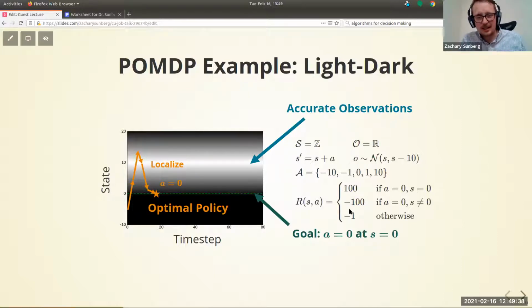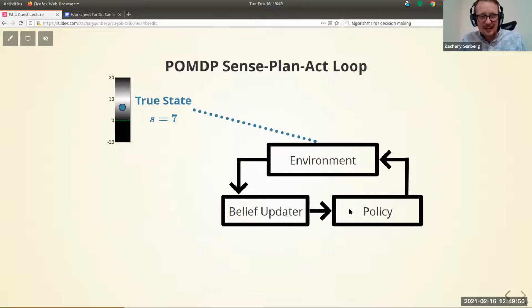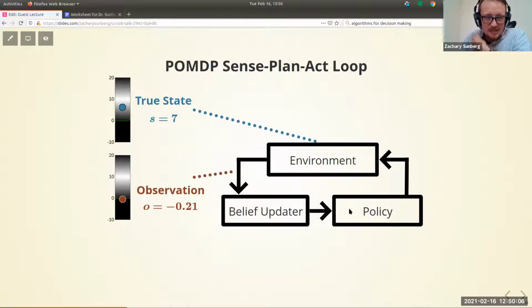So does anybody have any questions about this POMDP formulation? Cool. All right, so let's talk about how we actually interact in a POMDP and how we would go about planning in it. So in this environment, there's some true state, S equals 7, for instance, that we don't know. At every time step, we get an observation, for instance, -0.21.